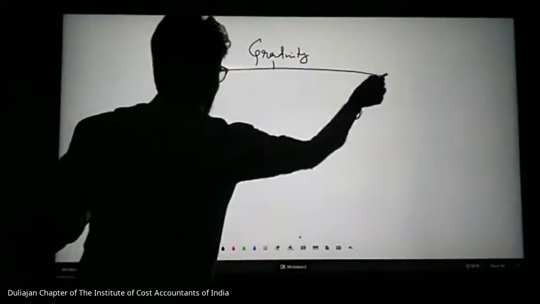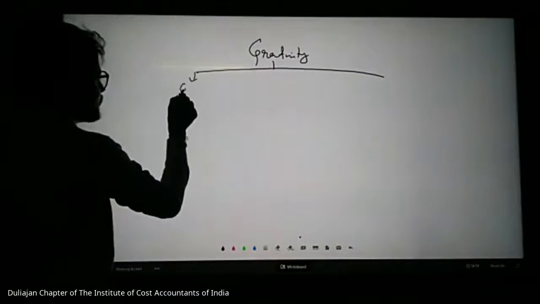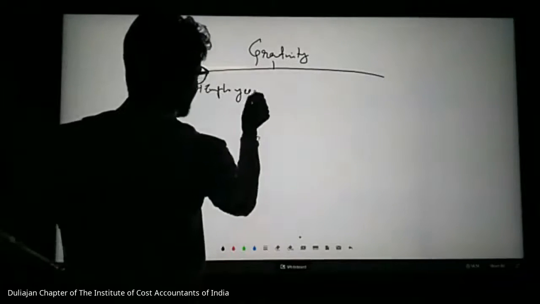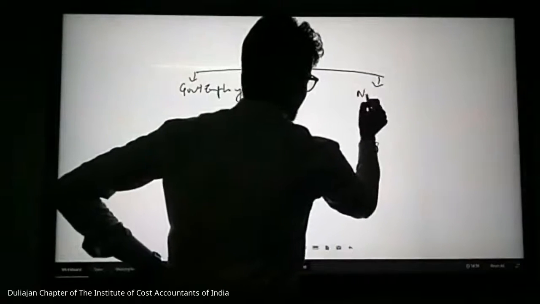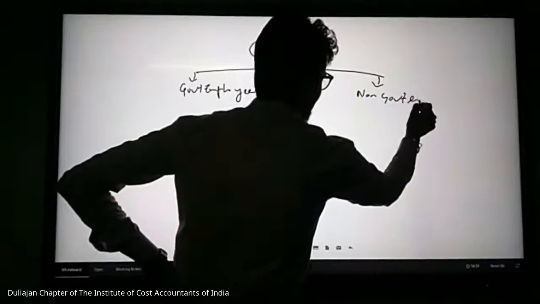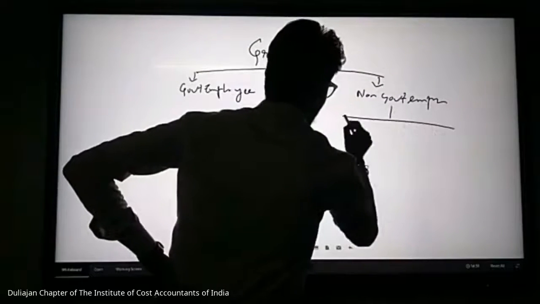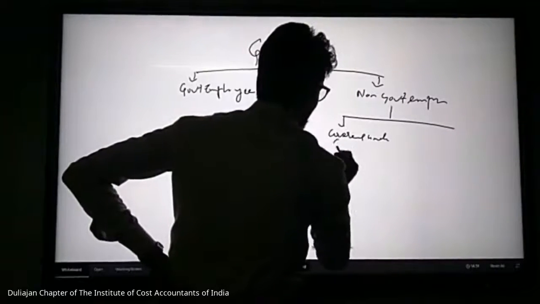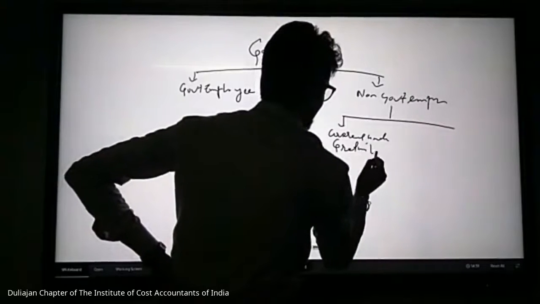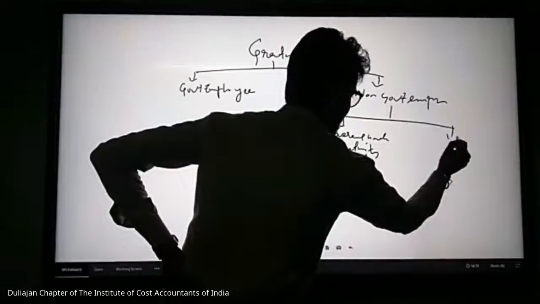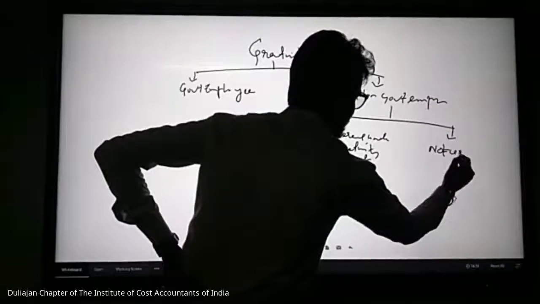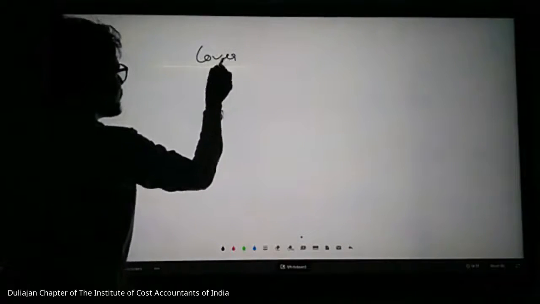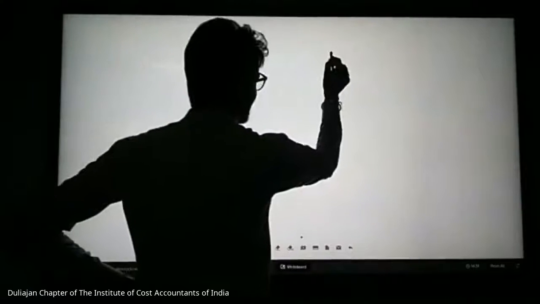So basically, I divide in two categories. One was government employee. For government employee, it was fully exempted, and for non-government employee, I have divided in two parts. One was covered under Gratuity Act, and another was not covered. So for covered and not covered, I'll just compare the two.